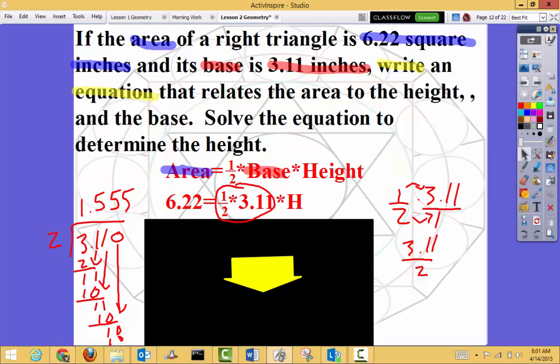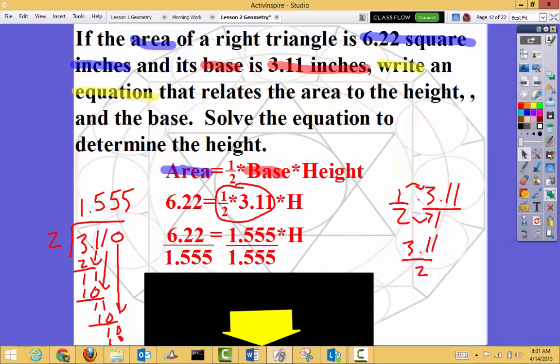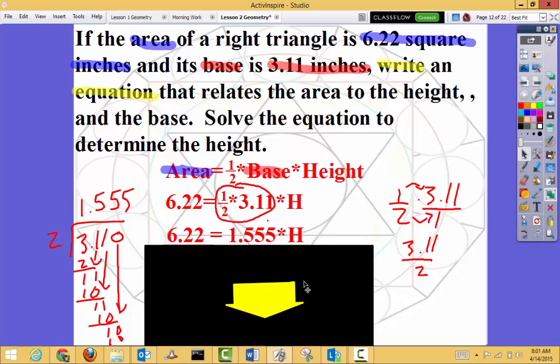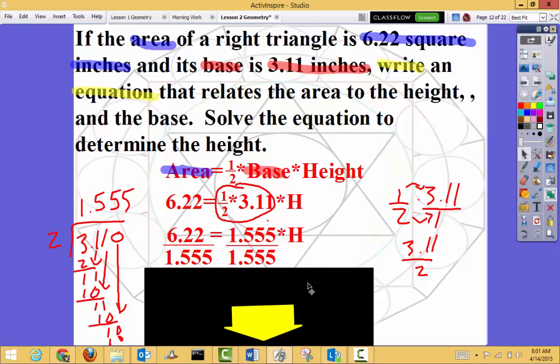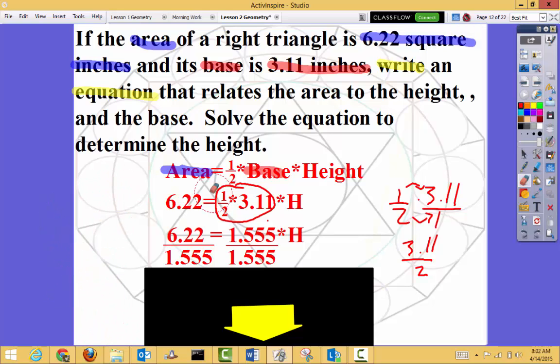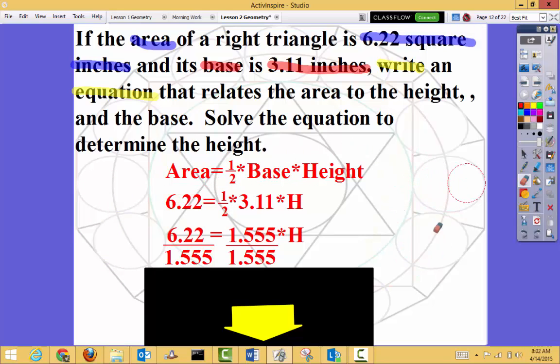So now I have enough information to make it look a little bit easier. I divided my left side to get that 1.55. So I'm left with this equation. Now I need to make this h. Remember, from equations, your variable always has to be alone. So I need to make this h by itself. So I divide each side by 1.55. So yes, it is a lot of work. But again, I told you at the very beginning of geometry, all you have to do is learn how to find areas of rectangles and triangles, and you would be all set, as long as you know your fractions and decimals.